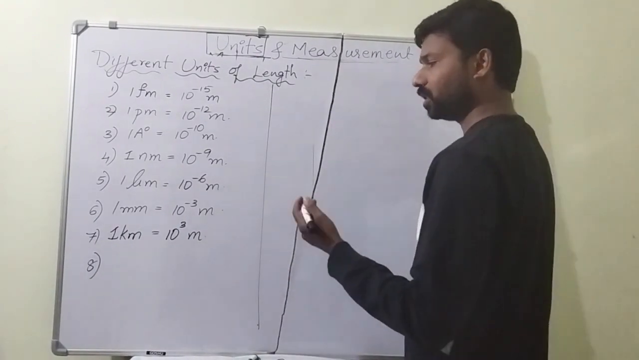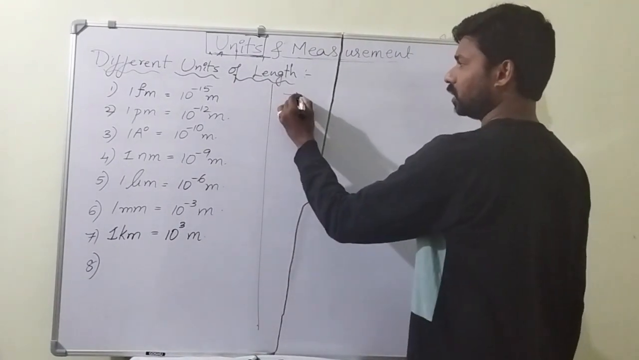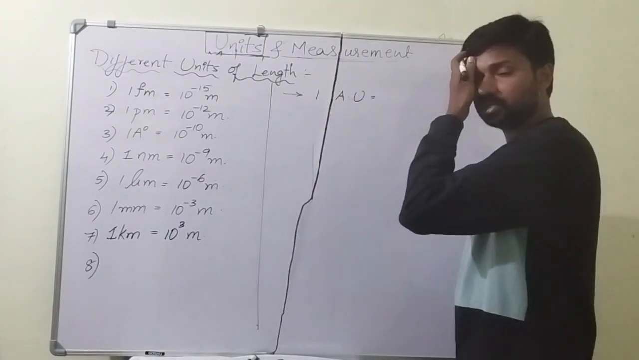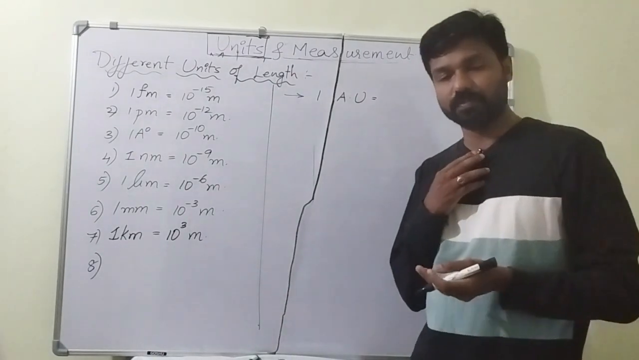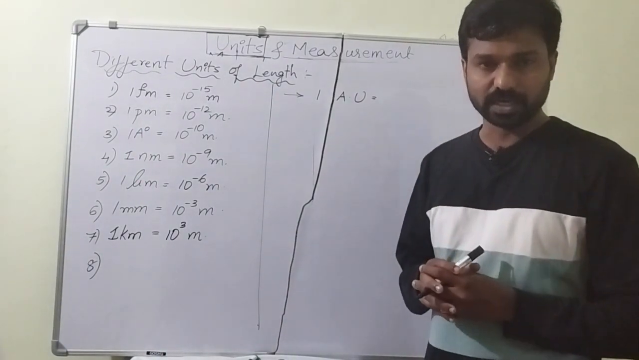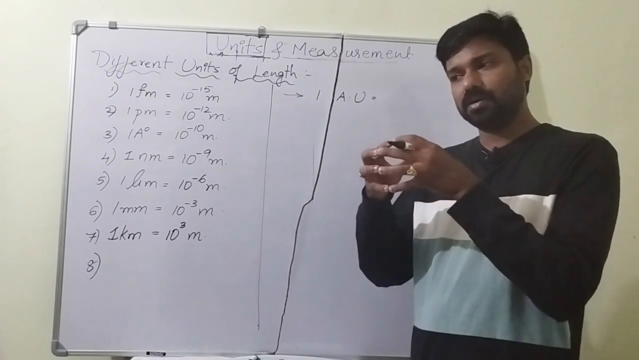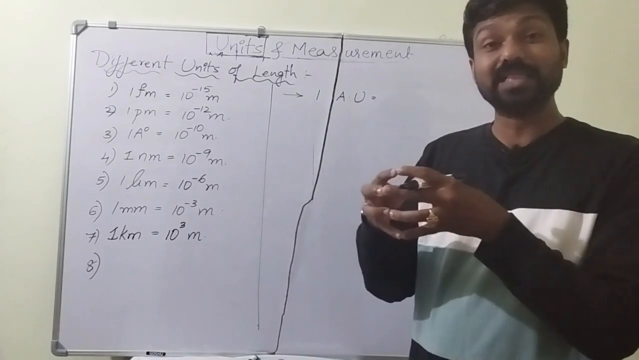Okay, beyond that kilometer there are other units also, but let us move into the next part, that is 1 astronomical unit. What is meant by astronomical unit? Astronomical unit means it is the mean distance between Earth and Sun.